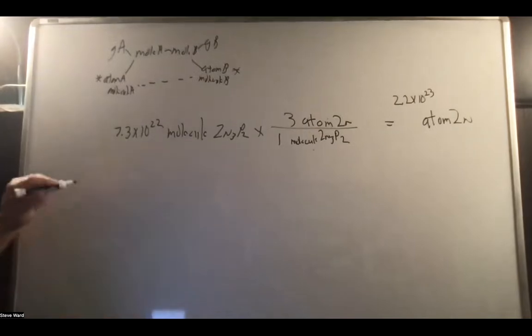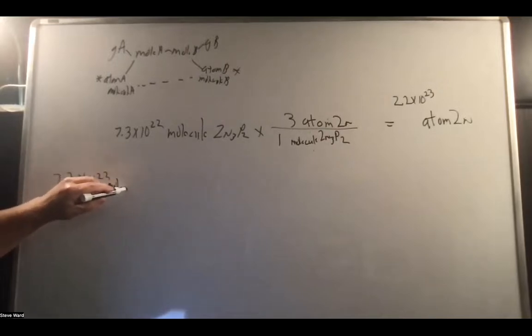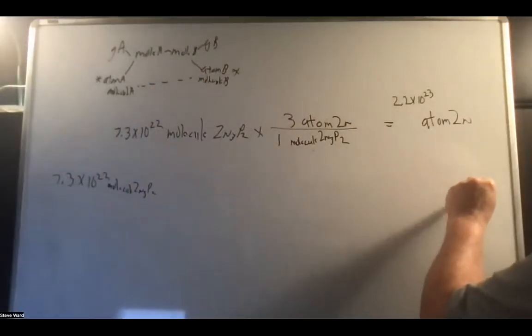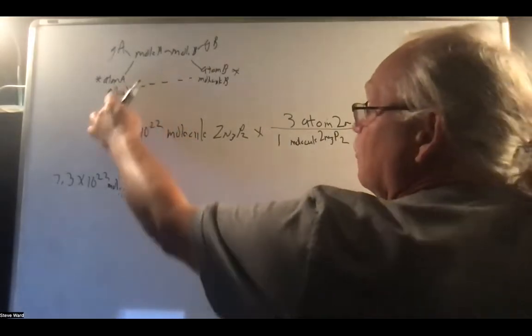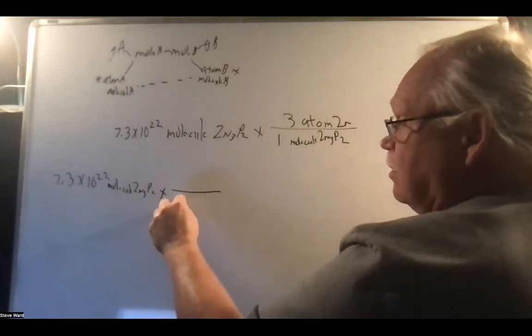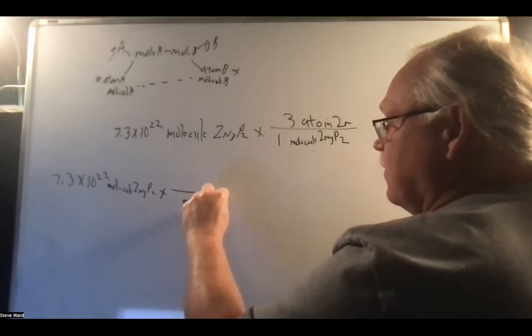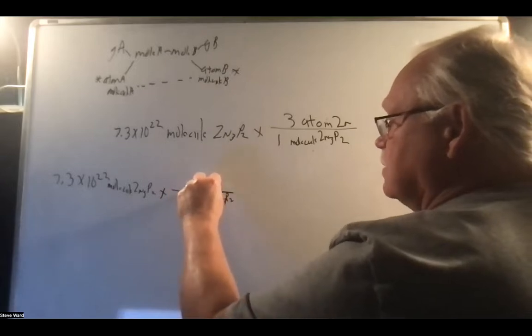Now, I could have gone, and I want to do this the other way, 7.3 times 10 to the 22nd molecules of the zinc phosphide, and I'm looking for atoms of zinc. I could have done the problem this way. I could have gone from molecules to moles. So let's do the problem that way. So notice I'm going to go from molecules of zinc phosphide to moles of zinc phosphide.